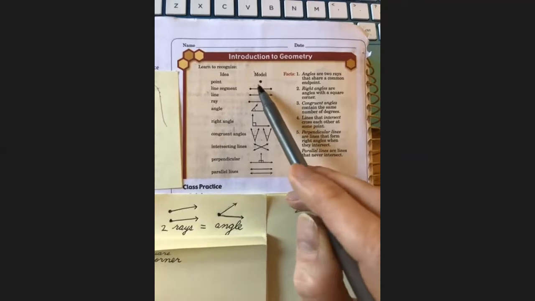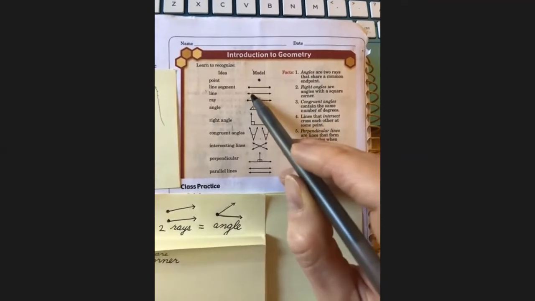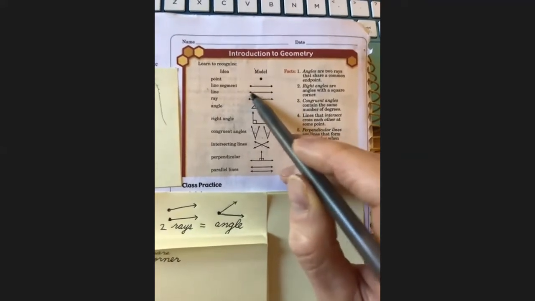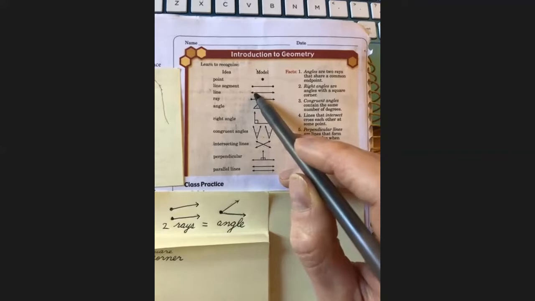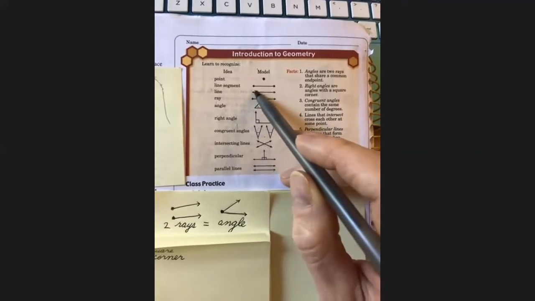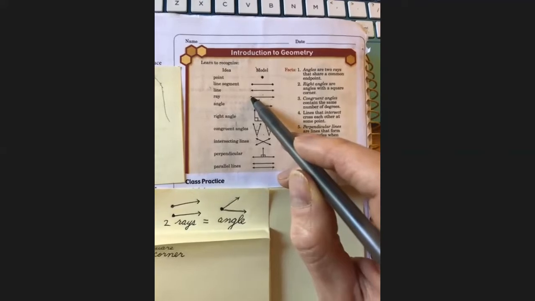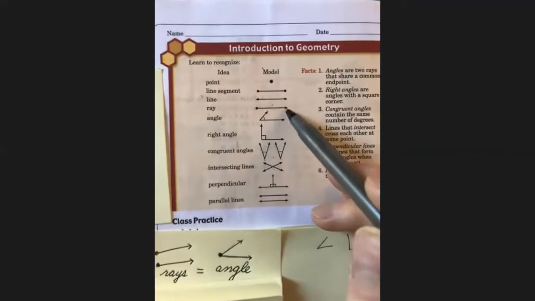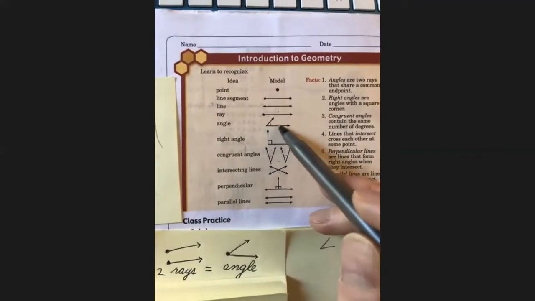So I want you to memorize these. You could even make your own cards and be able to write these in the blanks. A line is an arrow with a double-sided arrow. It's got to have the arrows, or if it has dots, it's a line segment. A ray is where there's a point on one end and the arrow on the other end, and that's what we call the ray. An angle is 2 rays.